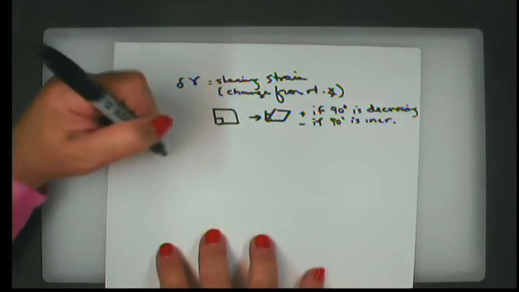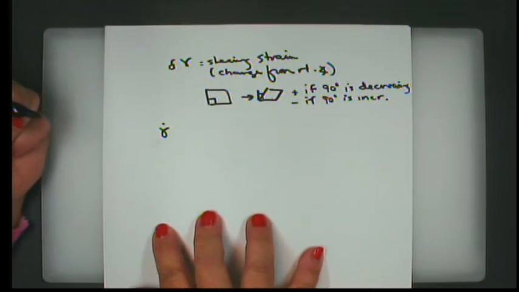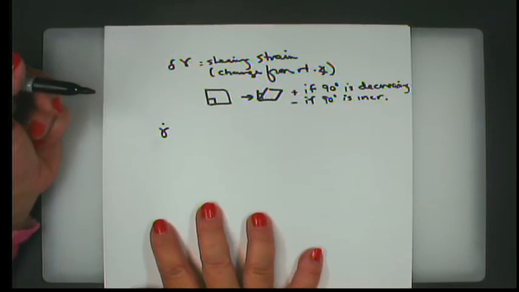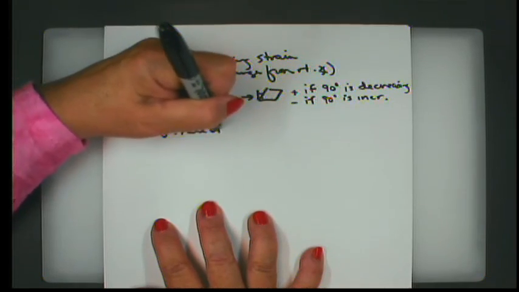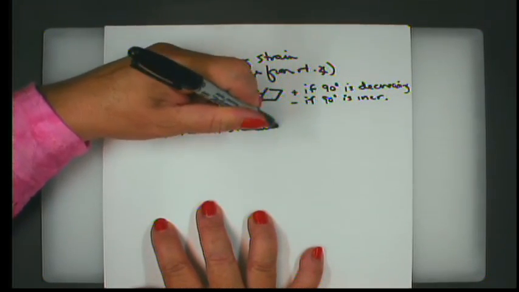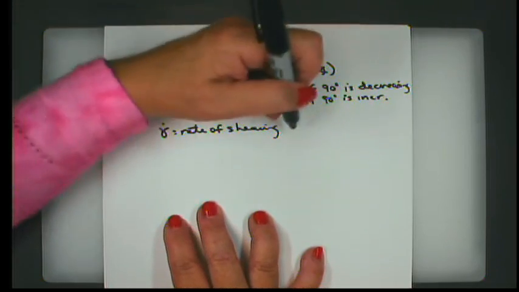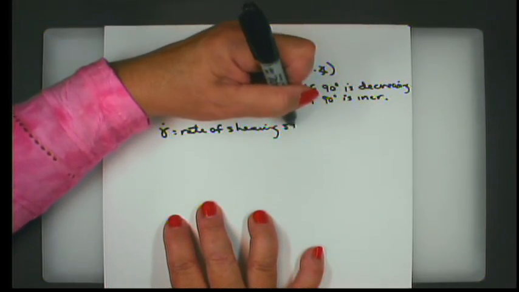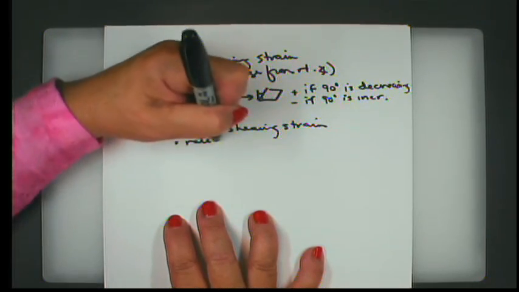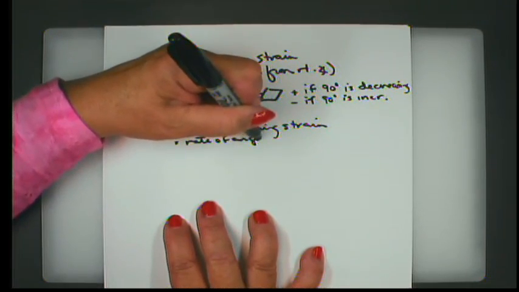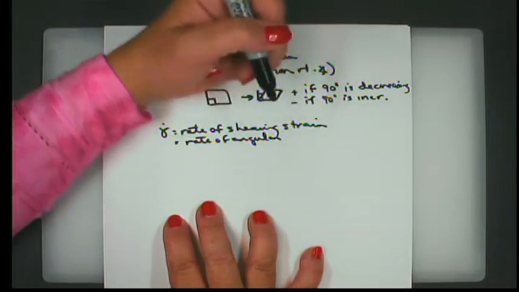All right, gamma dot, going further along, is the rate of shearing strain. In other words, it's delta gamma over delta t. And it's also equal to, because they're exactly the same, the rate of angular deformation of that infinitesimal fluid element.